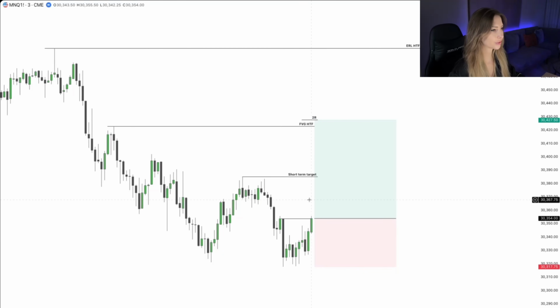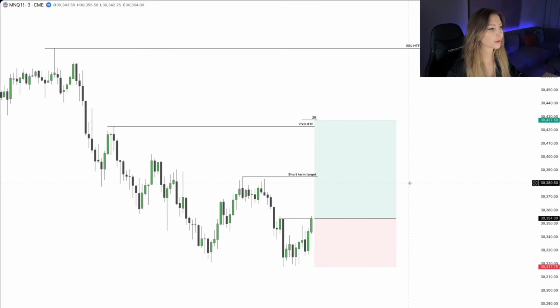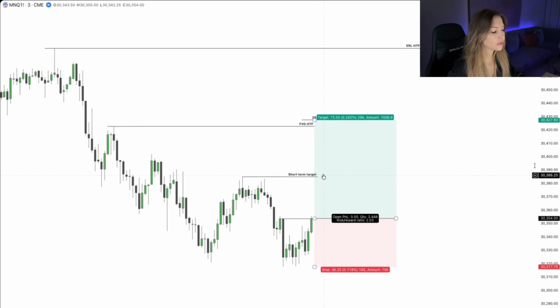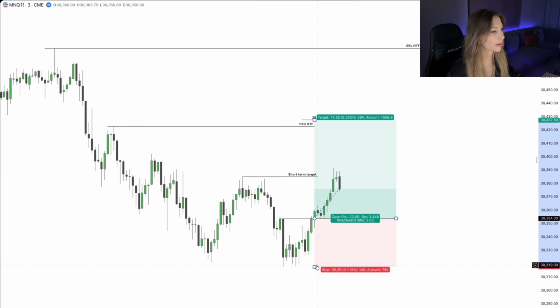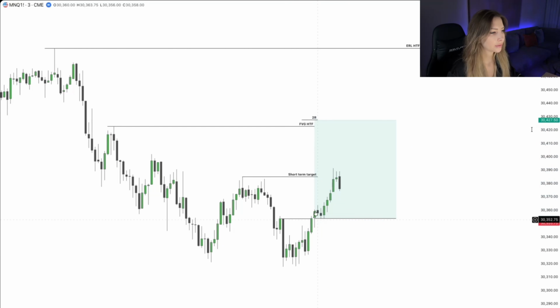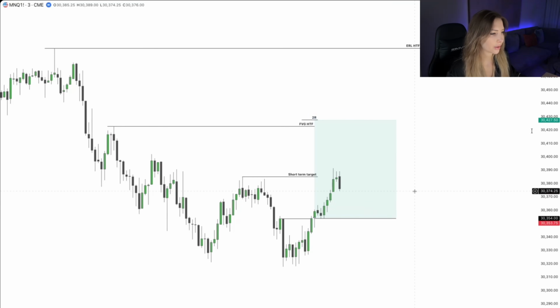Once I have my entry and the trade is running, this is where the management starts. The first thing I'm looking for is a short-term target. As soon as price reaches one, I move my stop to break even. So let's see here, price reaches the short-term target, so I can move my stop to break even. Now the trade is protected. At this point, the worst-case scenario is I walk away flat.